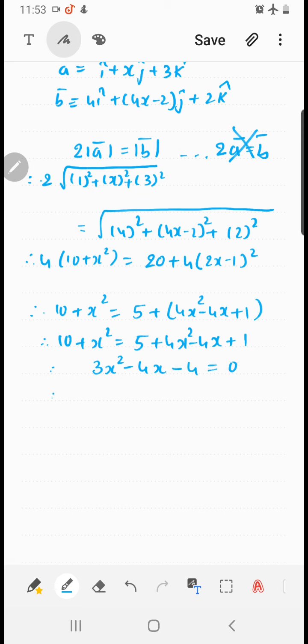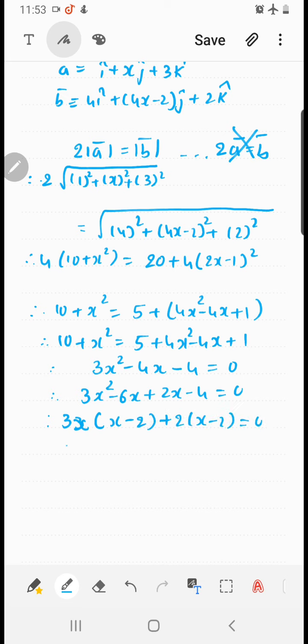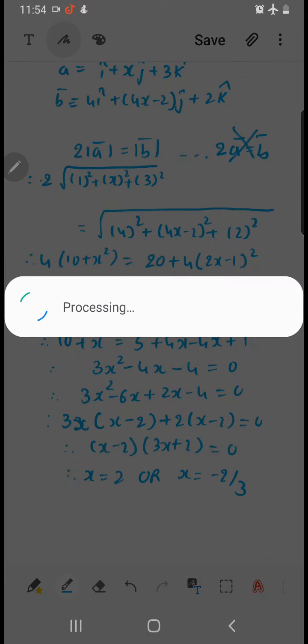So 3 fours are 12, the factors are 6 and 2. Okay, so I can take 3x common. If I take 3x common here, what I get is x minus 2, plus 2 common, I get x minus 2 is equal to 0. Therefore, x minus 2 into 3x plus 2 is equal to 0. If I separate, I get x equal to 2 or x equal to minus 2 by 3. Okay, so this is where we come to the end of this particular note point.